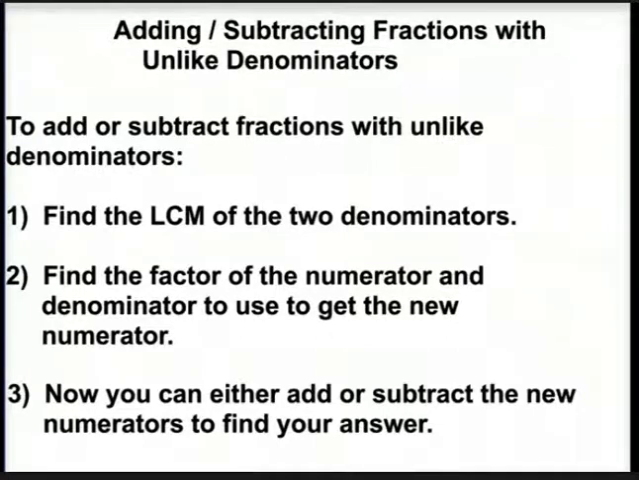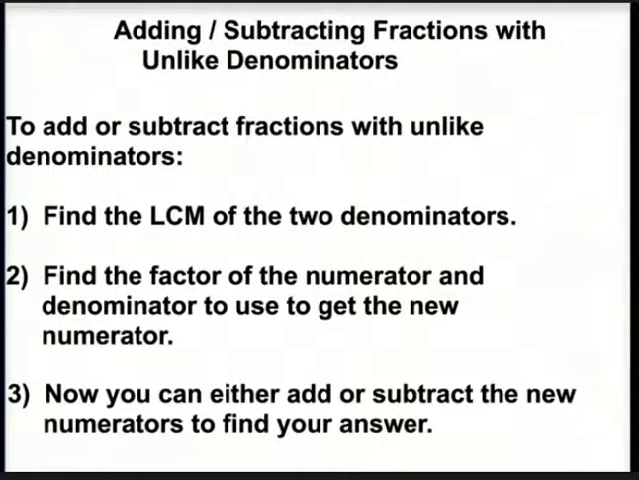So looking at the information here, your first step is to find the LCM. Well, you already know how to do that because that's what we focused on last time. Then you're going to find the factor of the numerator and the denominator to use to get the new numerator. That sounds a little confusing, but once you see what we're going to be doing, I think it's going to seem pretty clear. After you do those two steps, now you can either add or subtract the new numerators to find your answer. Remember, you do not add the denominators.